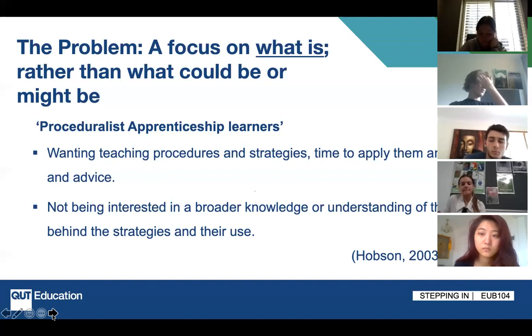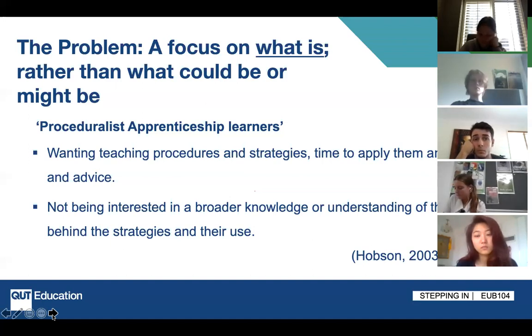So what they were looking for was practical skills and practical advice. And this is important. It's vital that we have these practical strategies. But these students had very minimal interest in the knowledge and rationale behind the strategies that they were given or used. So Hobson referred to these students as proceduralist apprenticeship learners.